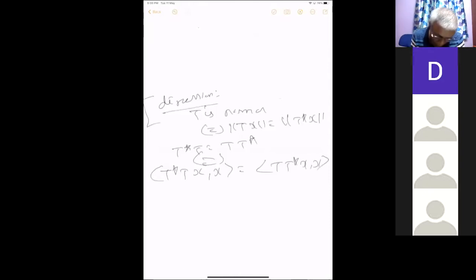Two things I want to prove. T is normal is equivalent to this. This I want to prove. T is normal means T star T equals T T star. So that is equivalent to saying, this will follow: for two operators, if <Sx,x> equals <Tx,x>, then S equals T.